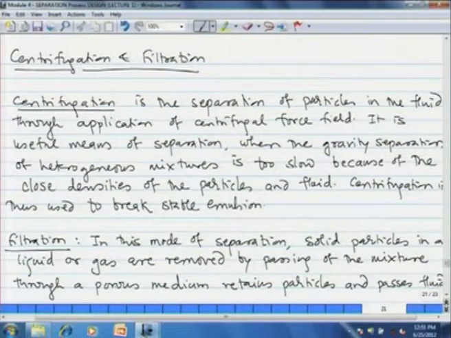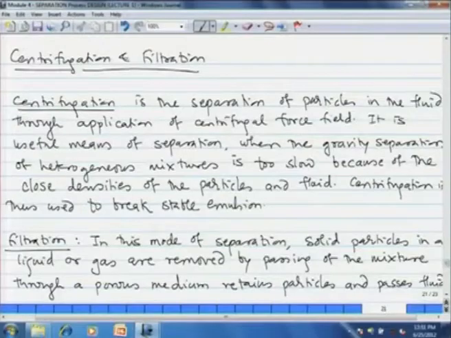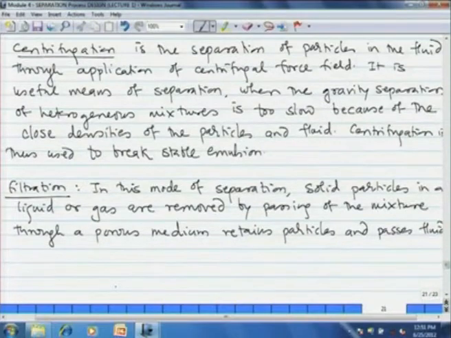Okay. This is usually applied when the gravity separation of the heterogeneous mixture is too slow because of the close densities of the particles and the fluid. So, centrifugation is thus used to break stable emulsion. Then the process of filtration.